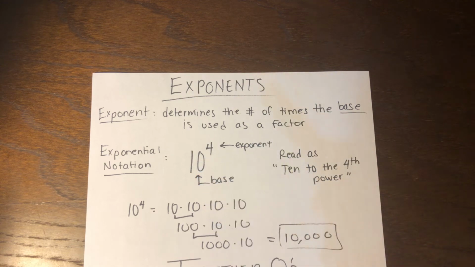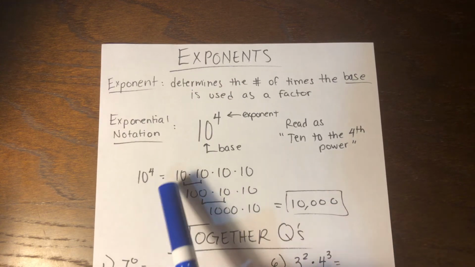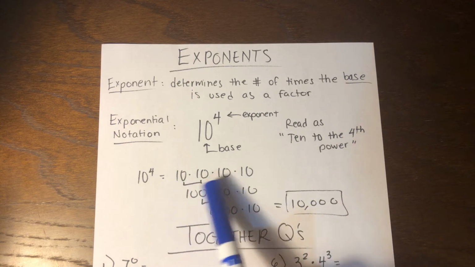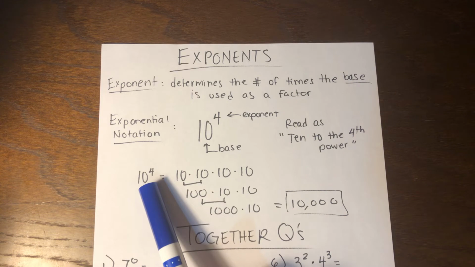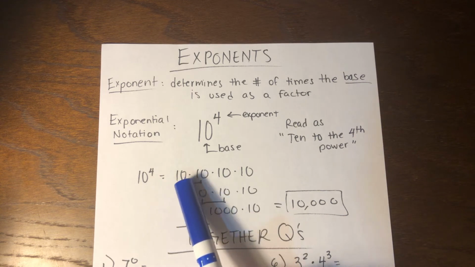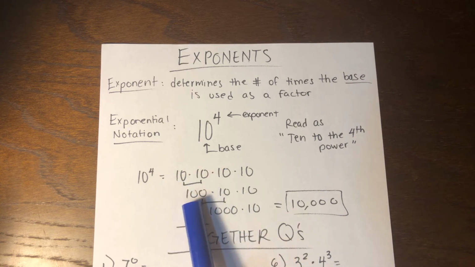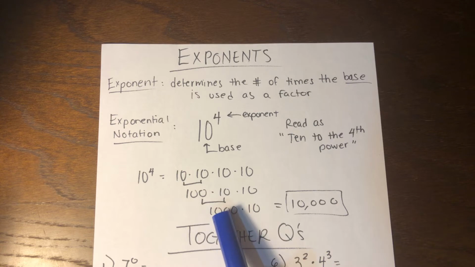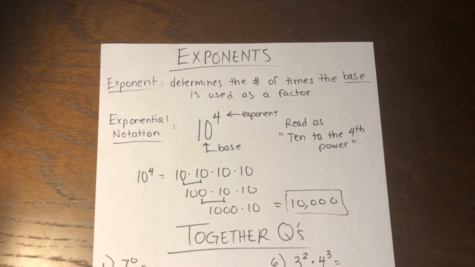So we know that it's 10 to the fourth, so we're going to do 10 times 10 times 10 times 10. So we're going to multiply 10 4 times. That's what this is saying. So when we do the first one, 10 times 10 is 100, right? And we bring the other two down. 100 times 10 is 1,000, and we do 1,000 times the 10 now, and we get 10,000, okay?